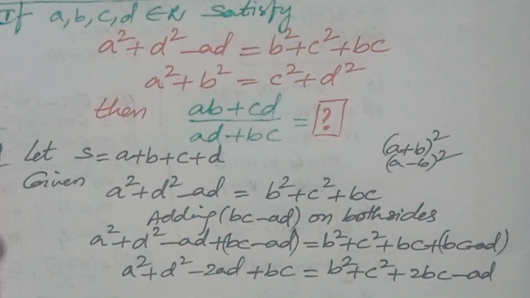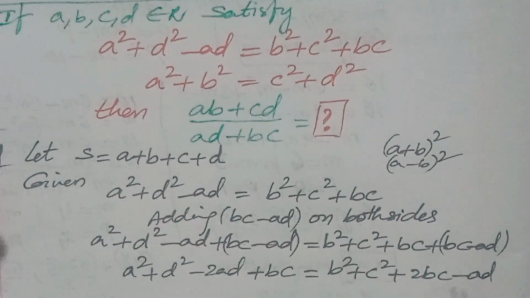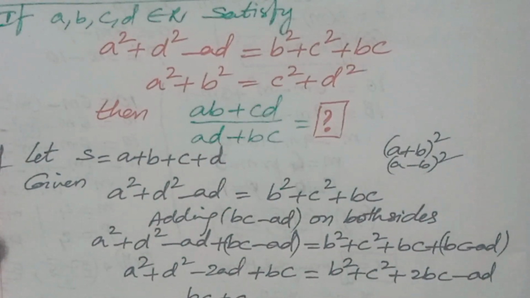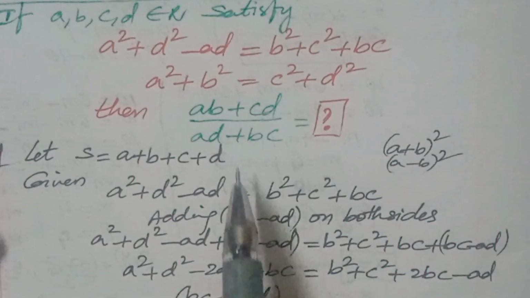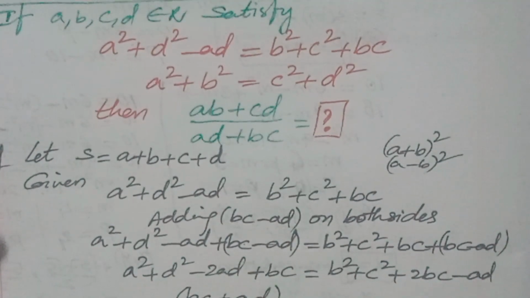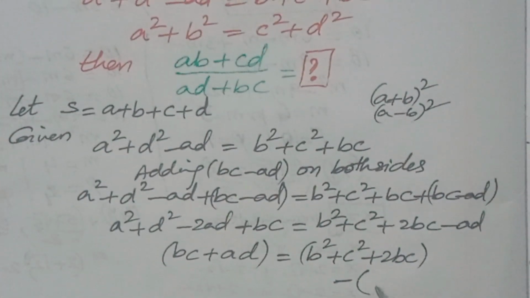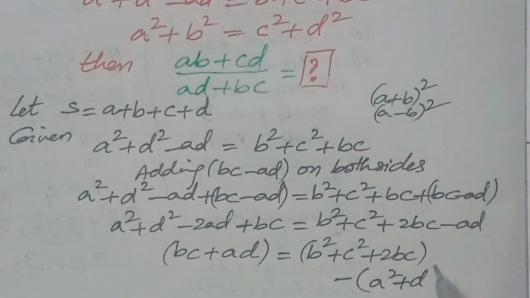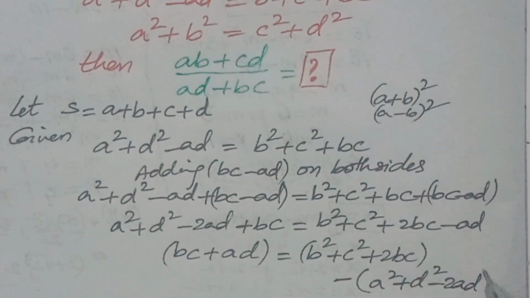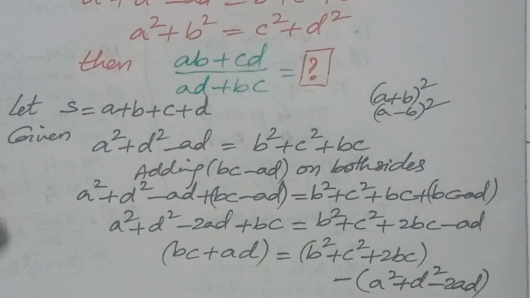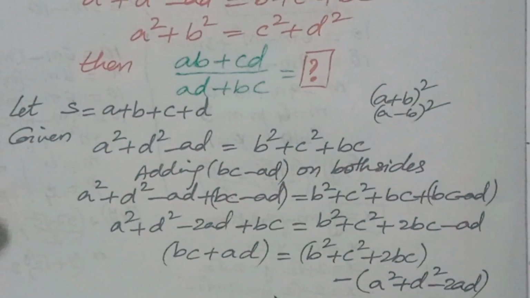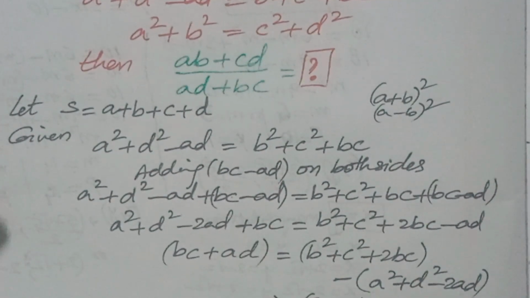Now sending all the terms to one side. We want BC plus AD here. So sending all the terms to that side, B square plus C square plus 2BC minus A square plus D square minus 2AD. So here this can be written as S minus 2A into S minus 2D.